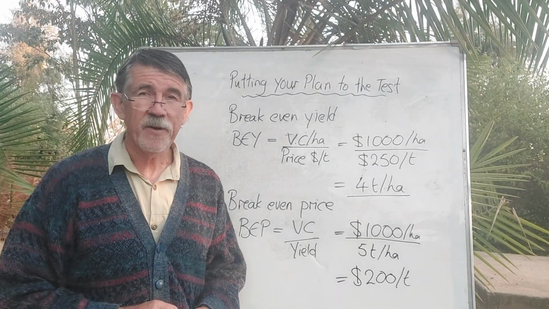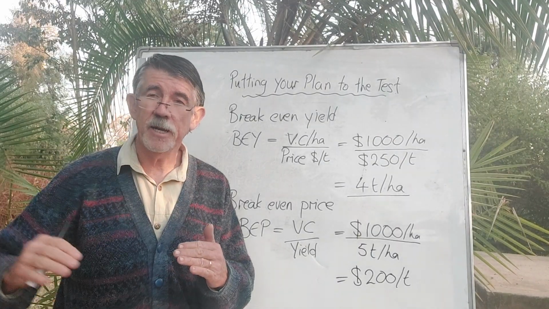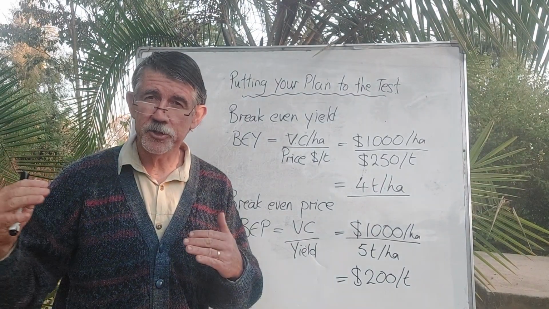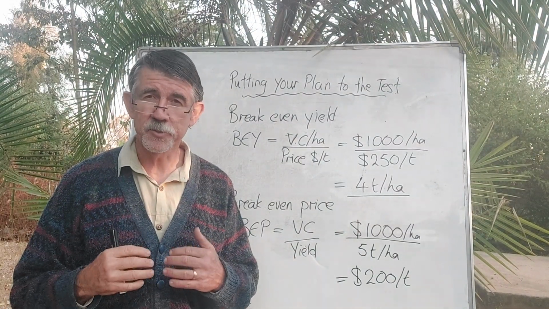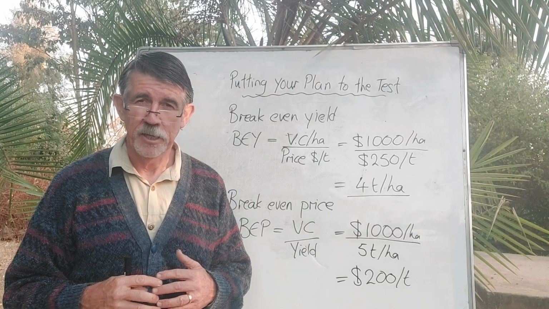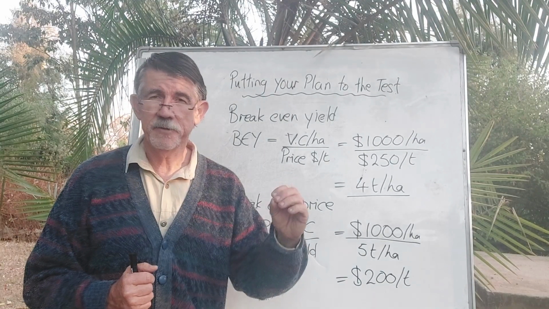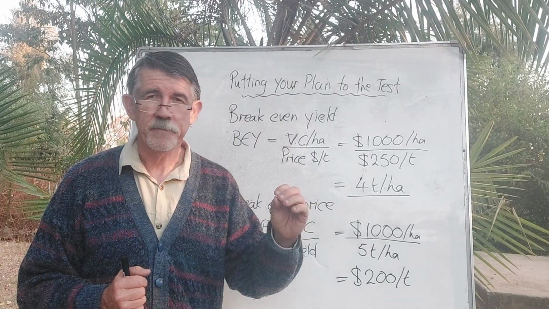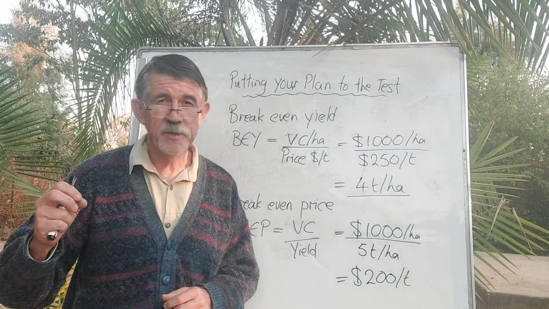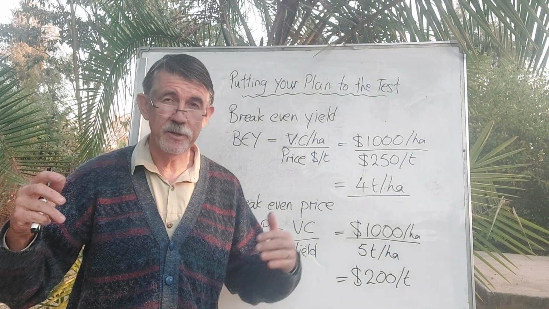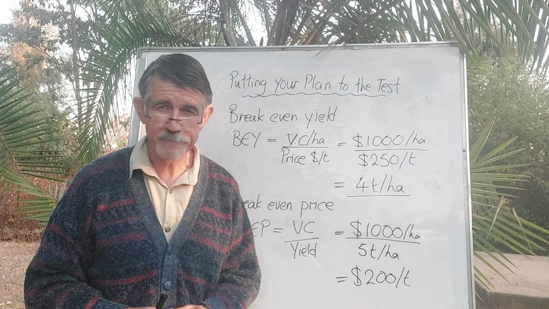So if we do get 5 ton a hectare and our price is more than $200 a ton, we are going to make a positive gross margin in that enterprise. So this gives us some parameters to work with. We must aim at a yield of at least 4 ton a hectare, and we must aim at a price of at least 200 if we're going to really make this enterprise work for us.